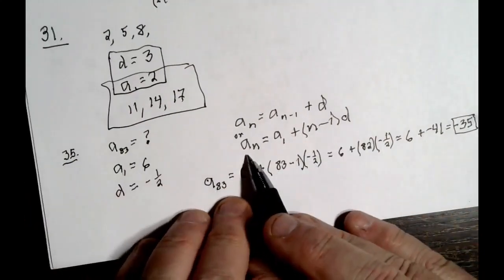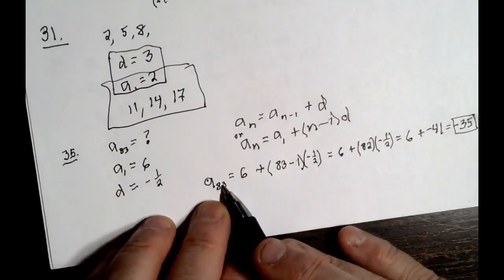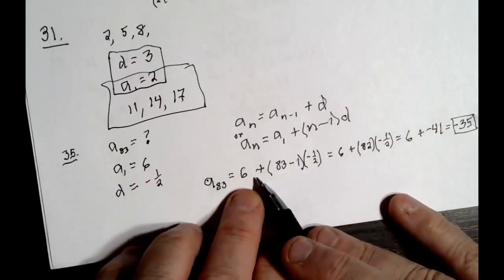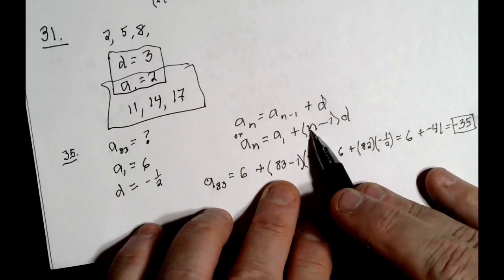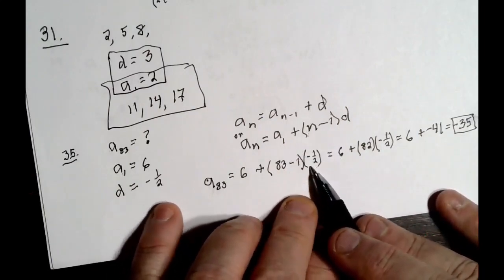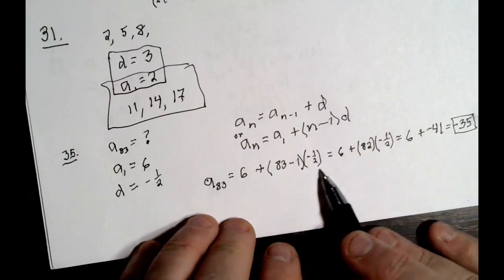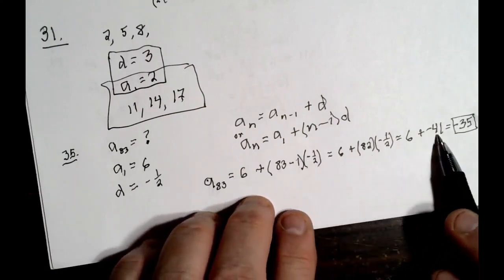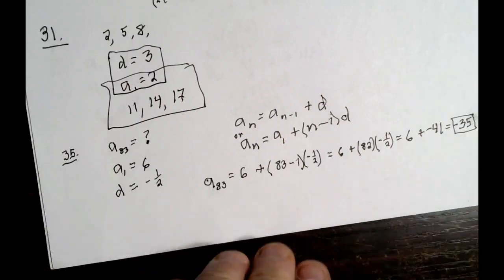Alright, so on this one we're going to use the second one because we know a sub 83, or at least that's what we're looking for. A sub 1, the first term is 6. The 83rd term, so n equals 83. And the common difference is -1/2. So all of this can crunch down. This is just 82 times the -1/2, which is -41, plus 6 is -35. So now you know the 83rd term.